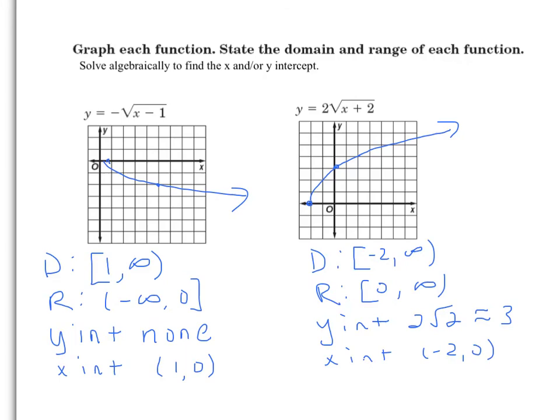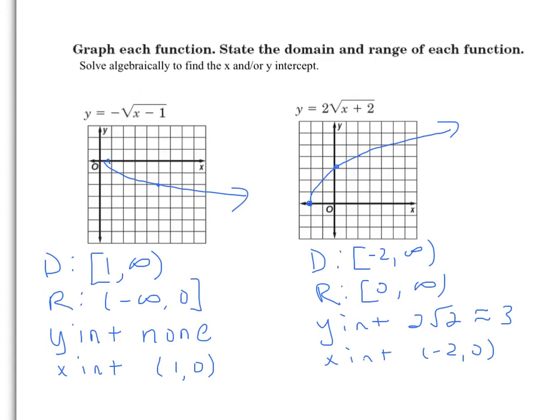Okay, so you should have gotten these for the graphs, and here's the domain, the range, the y-intercept, the x-intercept. Make sure that you wrote the range correctly on this one. It's -∞ up to 0 because you're covering all of these and then stopping. There's no y-intercept because if you plug in 0, you end up taking the square root of -1.